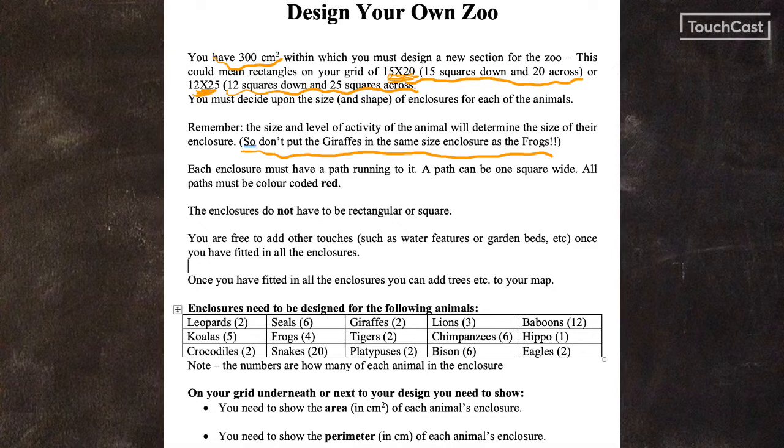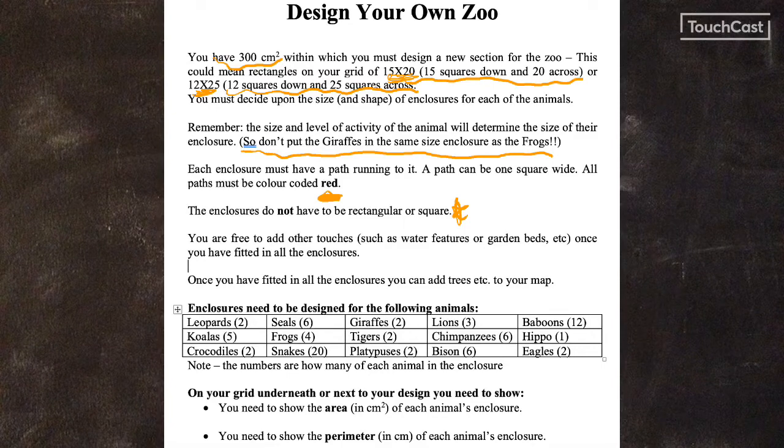Each enclosure must have a path running to it. A path must be 1 square wide, and all paths must be color-coded red. Now the enclosures don't have to be rectangular or square. They can be irregular shapes that you were starting to use in your park activities last week. Remember, you had to use squares or rectangles in your house design, but you could start to use irregular shapes in your park, and today you can do the same.